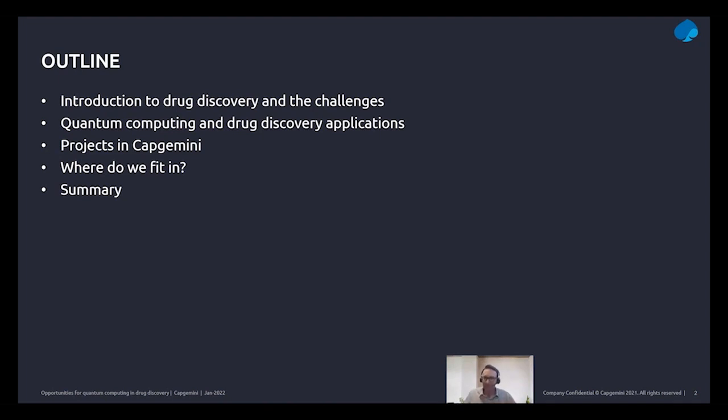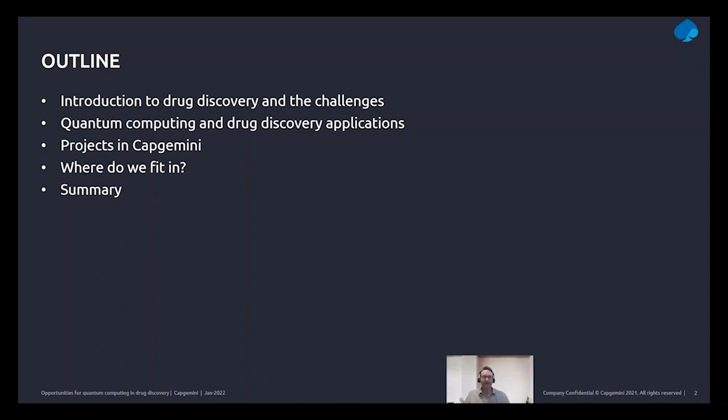Then I'll talk a little bit about quantum computing and drug discovery applications, and I'm going to focus a little bit on what people are looking to do right now in the NISQ era, the sorts of things that they are exploring. I'd like then to leave a little bit of time to discuss a couple of the projects that we have in our internal research in Capgemini. And at the end, I'll give a couple of slides to leave you with a few thoughts about how I think we fit into this industry regarding quantum. So that's the plan for this session.